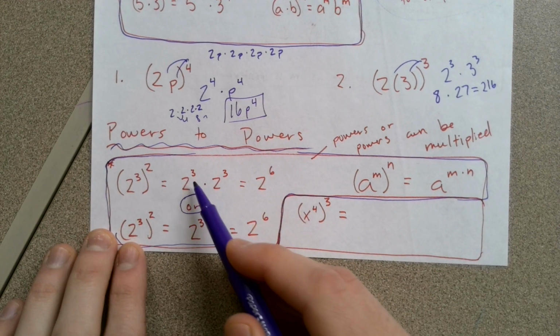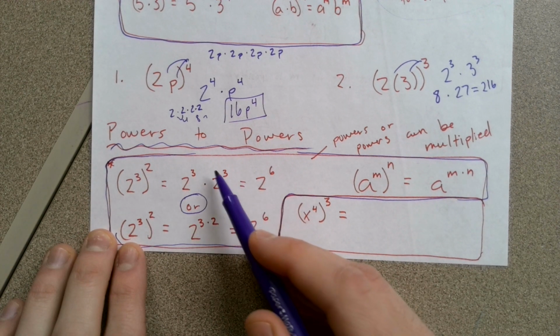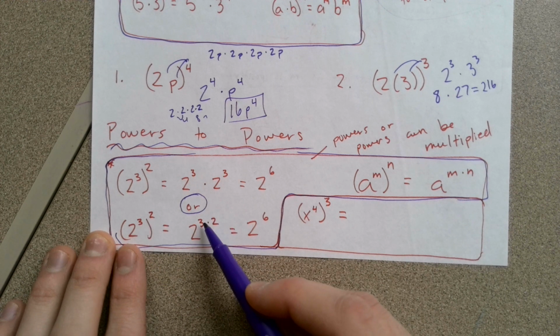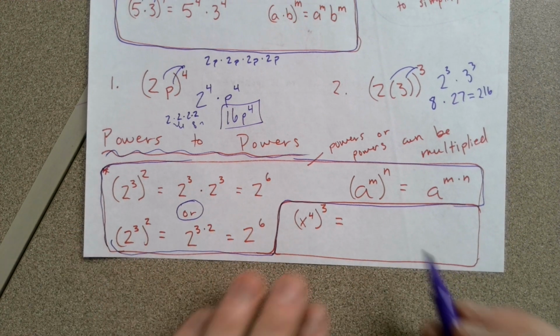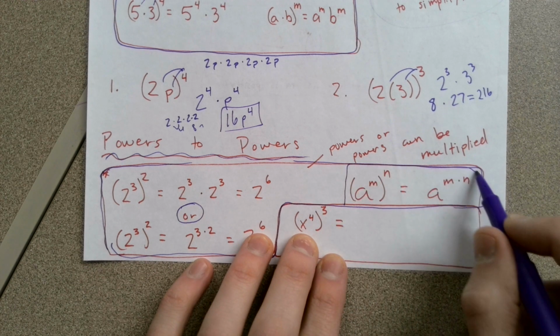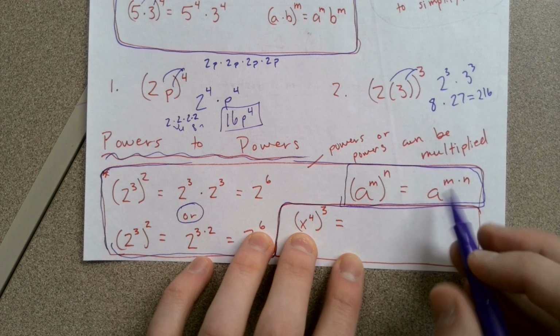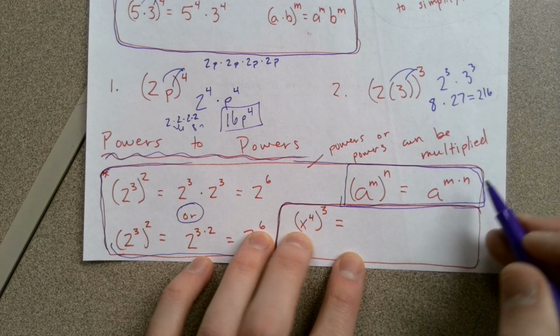Right here, I wrote it out as 2 to the third twice, added those together. But what we can do is just do 2 to the 3 times 2. So this right here is going to be your formula for that. A to the m power to the n power really just means a to the m times n power.